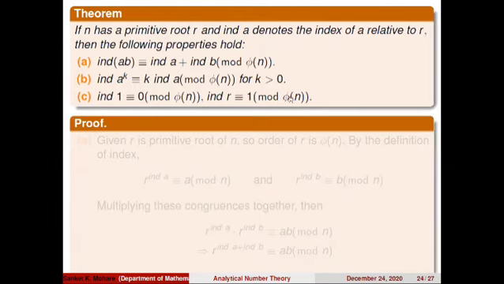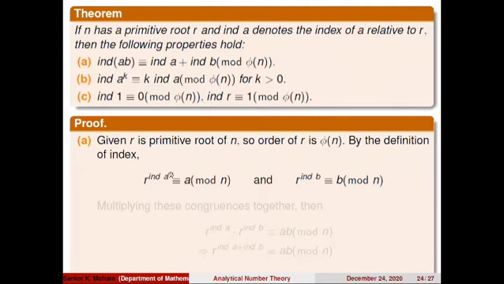So what is given? r is a primitive root of n. As r is a primitive root of n, the order of r is phi of n. Note this down. By the definition of index, r to the power index of a is congruent to a modulo n, and r to the power index of b is congruent to b modulo n. So using the definition of index relative to r, we have this.